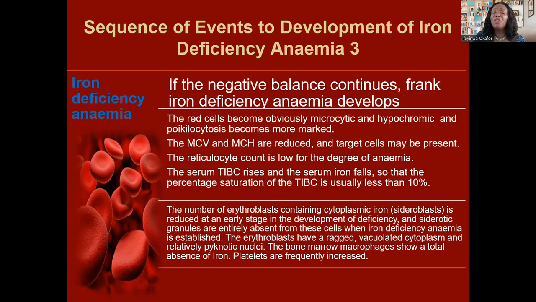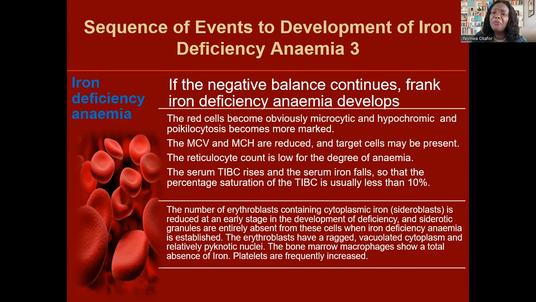At the level of depletion of iron stores, everything looks normal except ferritin. Ferritin becomes abnormal at that stage. At the level of iron deficient erythropoiesis, ferritin is grossly abnormal, below 15 microgram per liter. Transferrin saturation with iron is reduced. TIBC is increased, but you can still have MCV, MCH appearing normal at that level. Transferrin receptor is also increased.